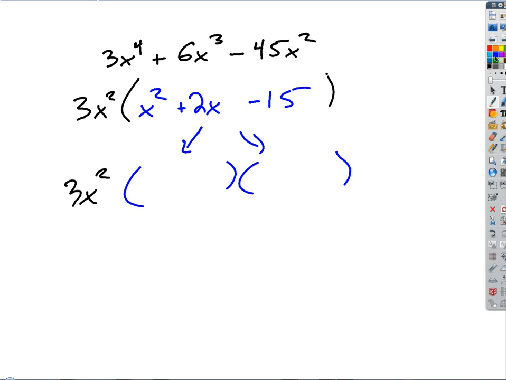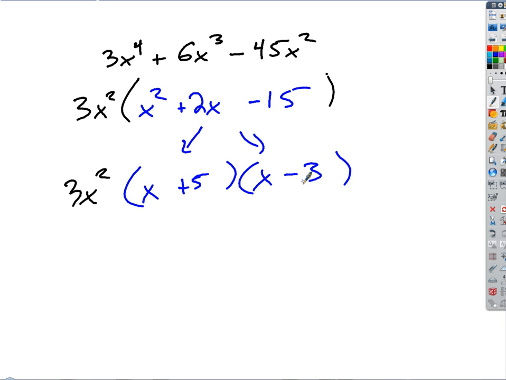Okay, and I know that I would have just an x and an x, because first times first is x squared. What do my magic numbers have to multiply to? Negative 15 and add to 0. So what would they be? 5 and negative 3. Right? So that's completely factored.